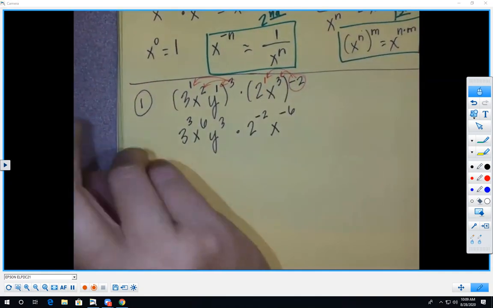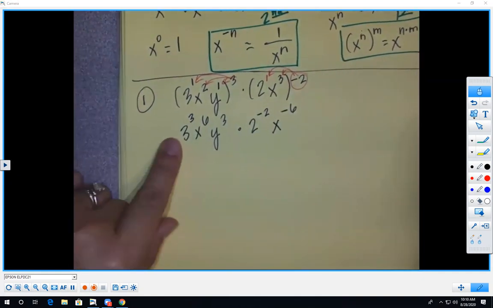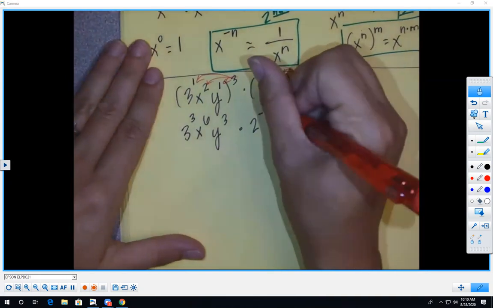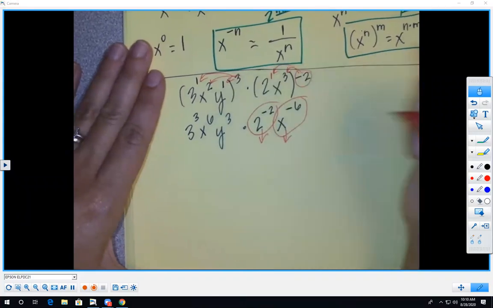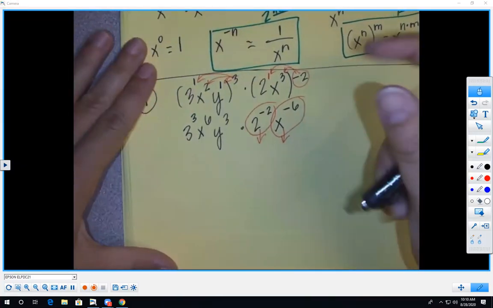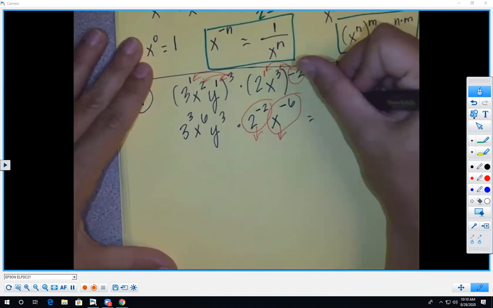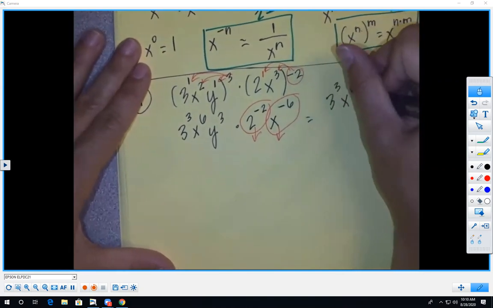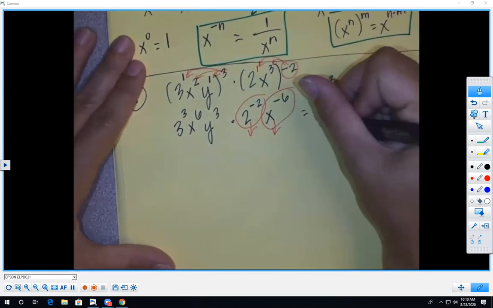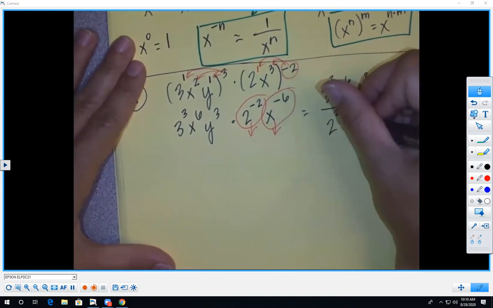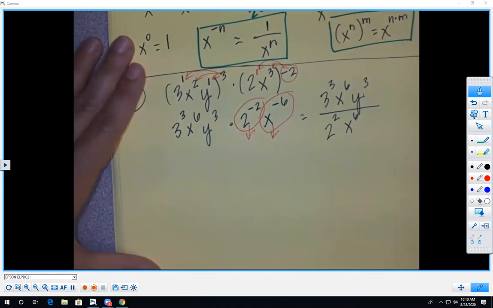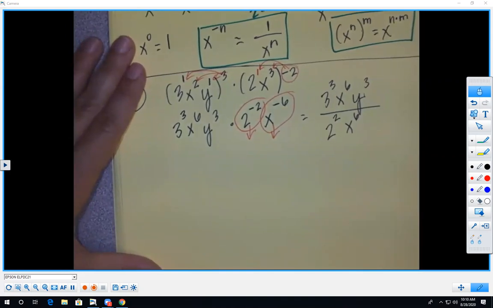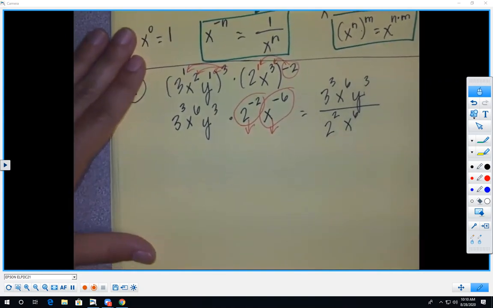Okay. From here, I'm going to move my negative exponents. Right now, all of this is in the numerator. This one and this one both have negative exponents, so I'm going to move that down to the denominator. So this now becomes 3 to the third, x to the 6th, y to the third, over 2 to the positive 2, x to the positive 6. And then from there, you just see how you can simplify it.